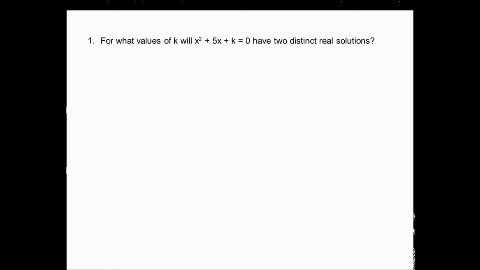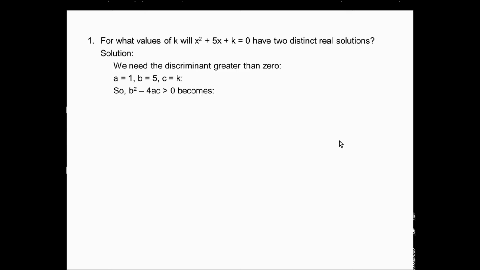So, number 1, for what values of K will x squared plus 5x plus k equals 0 have 2 distinct real solutions? Remember, 2 distinct real, I need the discriminant greater than 0. That's what positive is. If I identify the players here, A is 1, B is 5, and C is k. So b squared minus 4ac greater than 0 becomes 5 squared minus 4 times 1 times k greater than 0. We're solving an inequality.